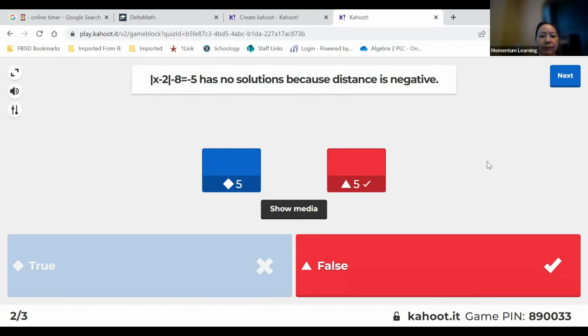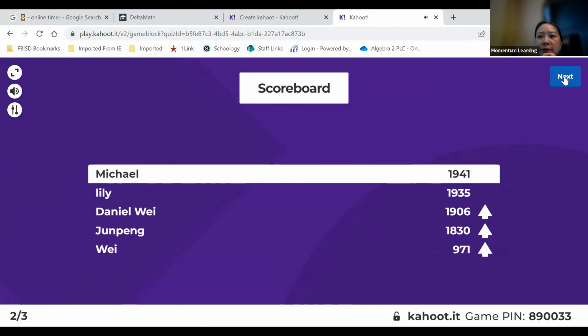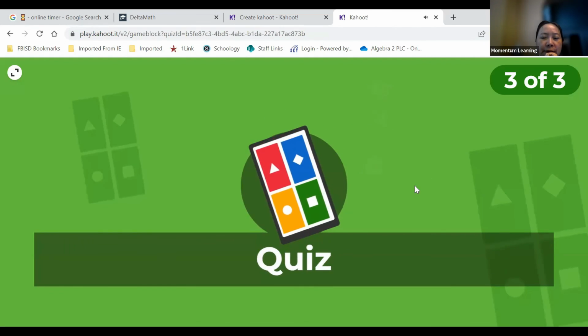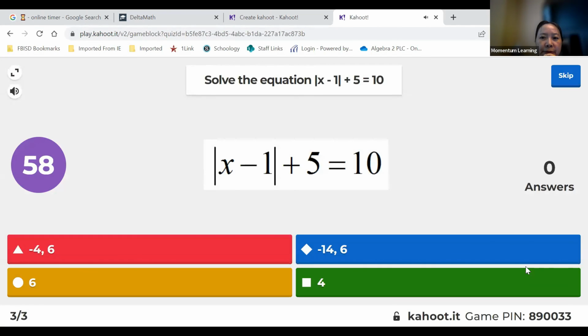Okay. We have just one more. Only one more. Remember, first you need to isolate, and then split.